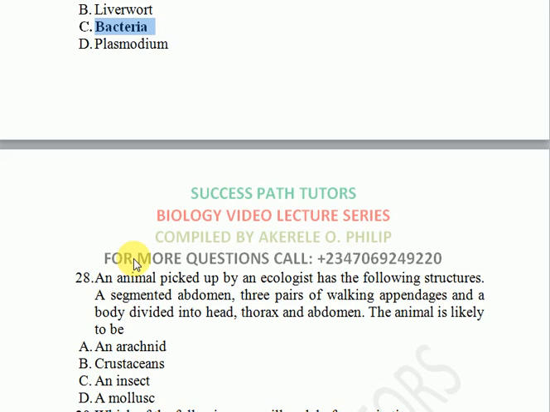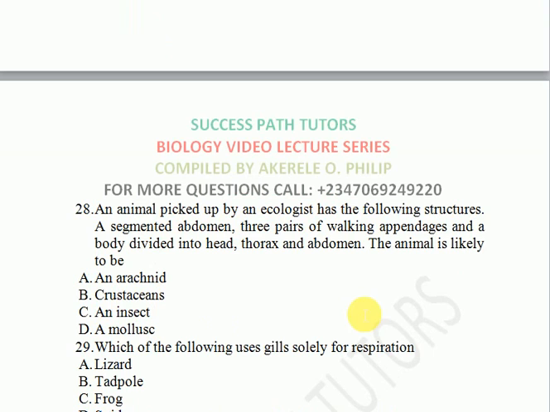An animal picked up by an ecologist has the following features: a segmented abdomen, 3 pairs of working appendages, a body divided into head, thorax, and abdomen. The animal is likely to be an insect.